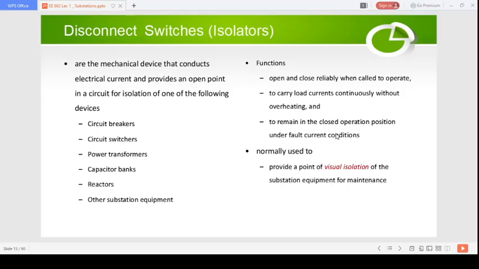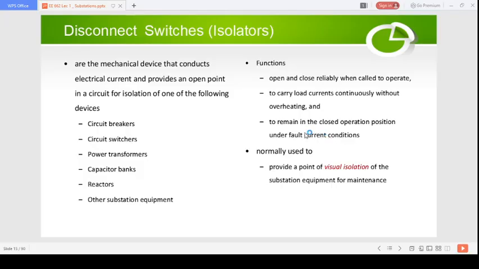So under the fault current condition, this is not the one that breaks the fault current, so it should remain open, remain in the operation position. That means at the closed position under fault current condition. So then the circuit breaker will break the fault current, and then the substation maintenance or operator can disconnect the isolation switch in order to do the fault clearance. Okay, but in the normal condition and under the fault condition, this should be in the closed position.